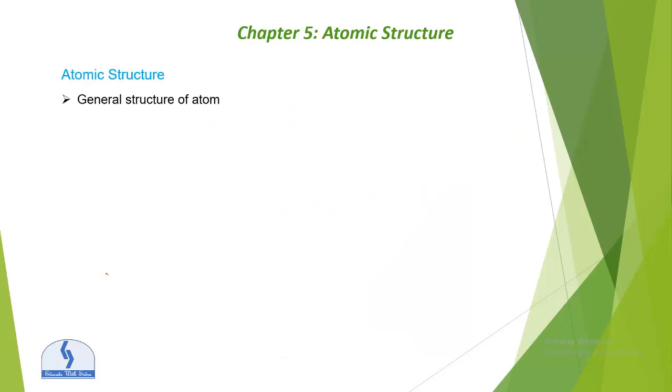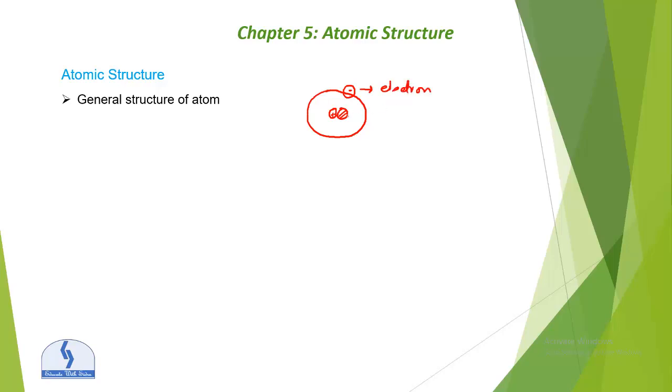Atomic structure: the general structure of an atom. What is the general structure of an atom? I am drawing it here. Let's say this is an atom. This is positive charge, this has no charge, and this is negative charge. So what is the negatively charged particle? Yes, this is electron. Very good.